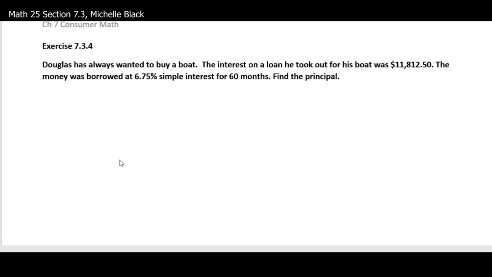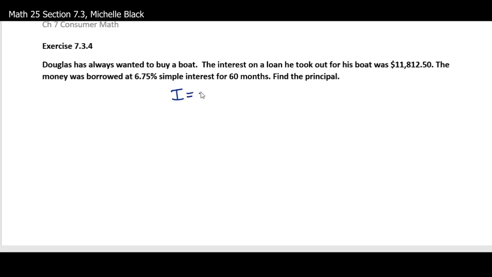Exercise 4. Douglas has always wanted to buy a boat. The interest on a loan he took out for his boat was $11,812.50. The money was borrowed at 6.75% simple interest for 60 months. Find the principal. So the last 3 sets of problems we did, we were finding the interest, so we were looking for I, but in this case, we're asked to find the principal, which is P.